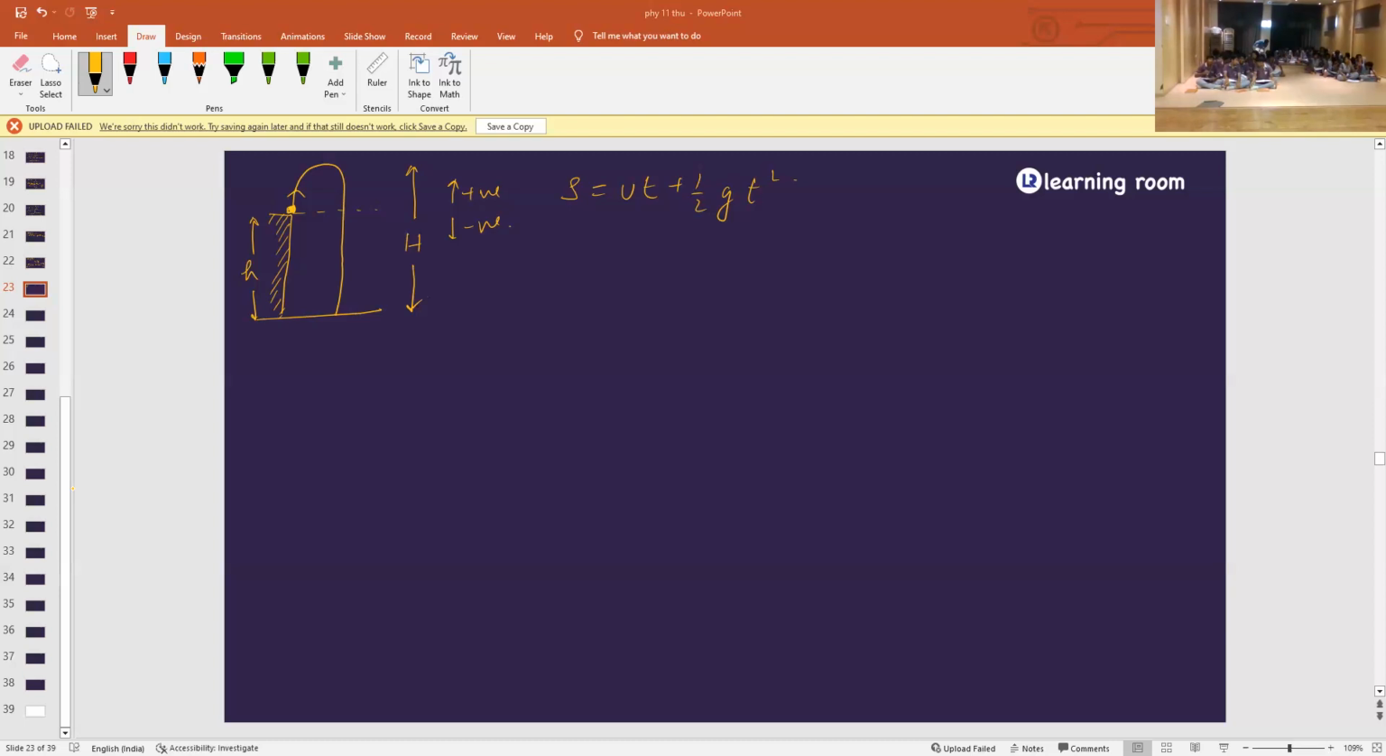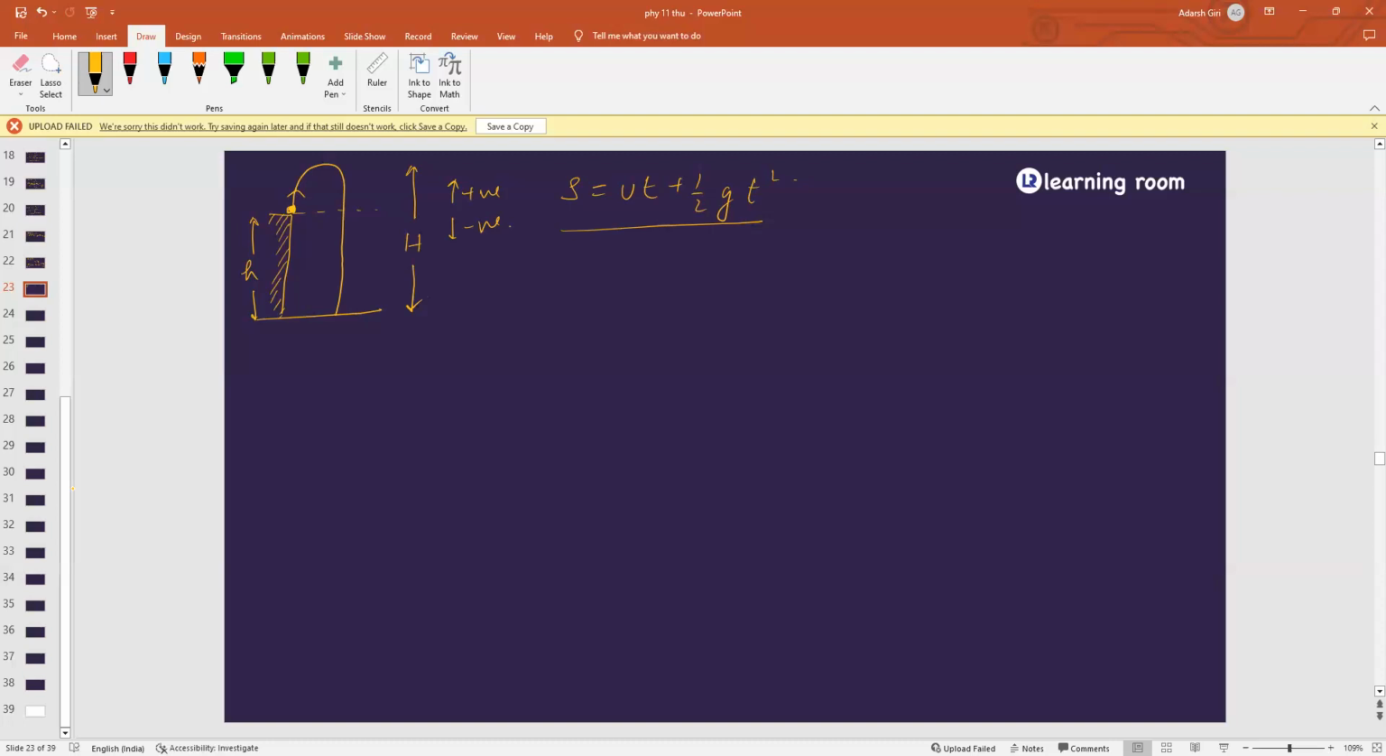Now see here. S is equal to ut plus half gt square. Yes or no? Do you agree with this? Yes, sir.